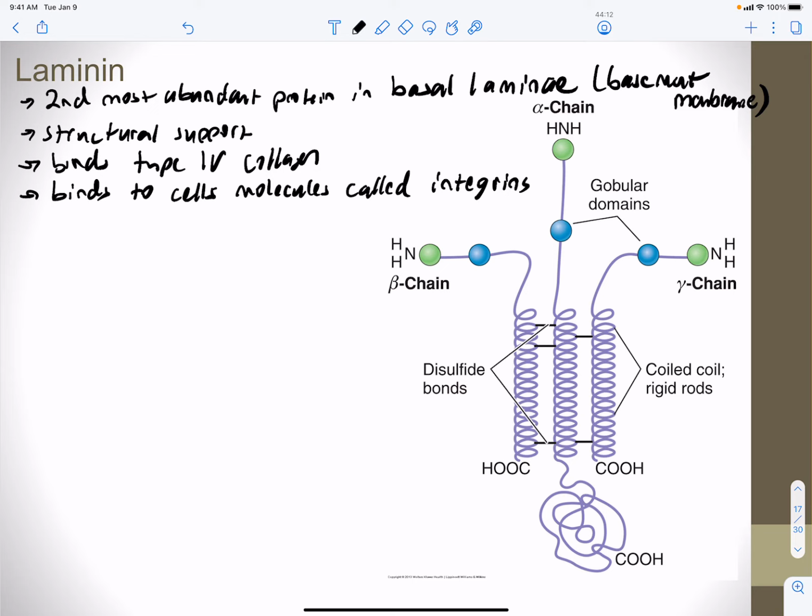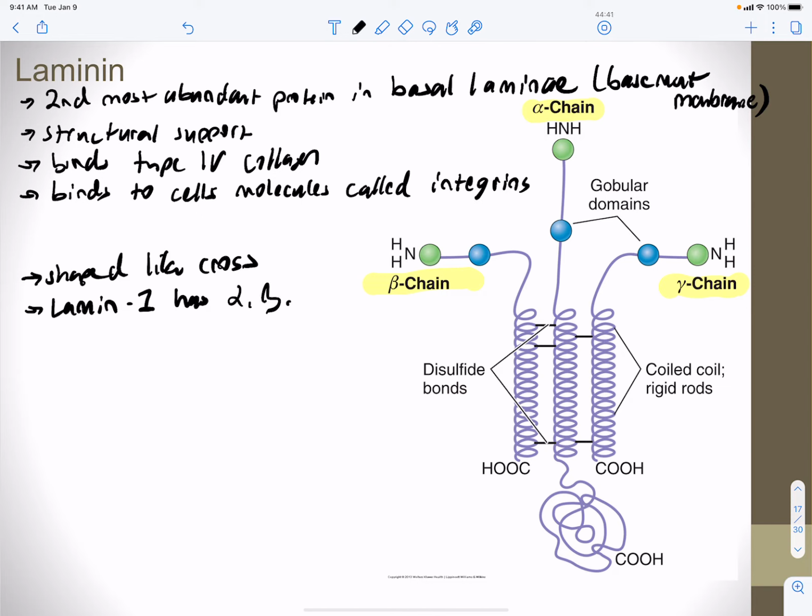So this is a laminin structure. It's a heterotrimeric protein, and it's shaped like a cross. It has laminin 1. It has alpha, beta, gamma subunits. So this is laminin 1. We have our alpha, we have our beta, and our gamma chains. And the major feature also of this is going to be a coiled alpha helix, which joins the 3 subunits to form sort of a rigid rod.